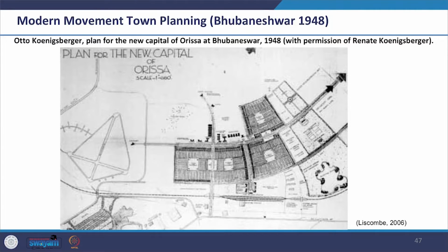Post-independence, many cities were built along the lines of modernism. As we see in the modern movement town planning of Bhubaneswar in 1948, the vision and the plan of Bhubaneswar was created by Otto Koenigsberger. He was appointed as Director of Housing. He was in charge of new town development across India, including organization of the Chandigarh Commission.